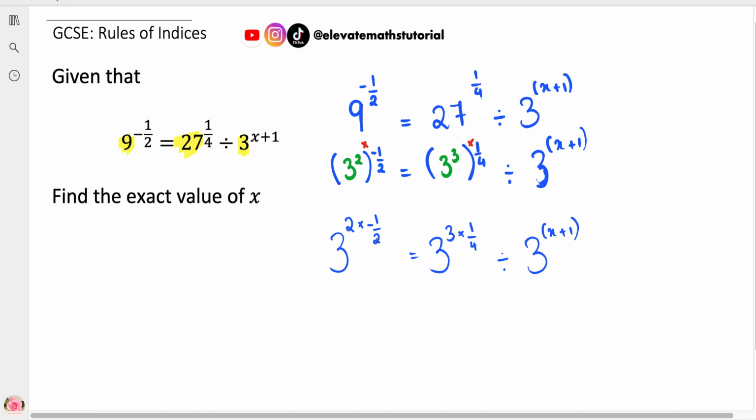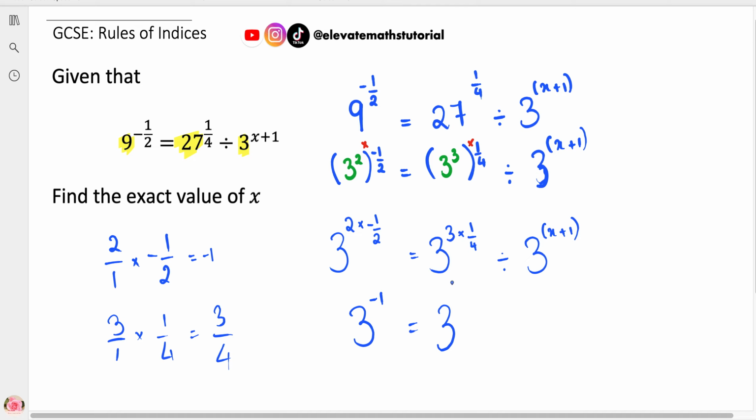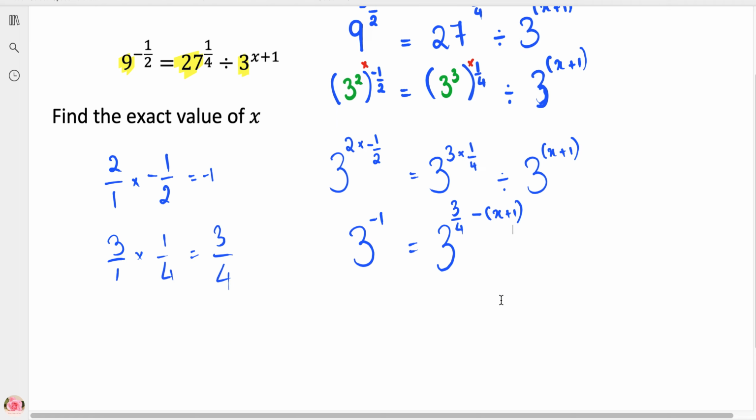Now 2 times minus a half, if you remember your fractions, is 2 over 1 times minus a half, which is minus 2 over 2, that's minus 1. So that's going to be 3 to the power of minus 1. And then this over here is 3 over 1 times a quarter, that's 3 over 4. So that's to the power of 3 quarters. Now division, when you have the same base, means the powers must be subtracted. That's why we kept it in brackets there, because it's a whole expression. It's always better to keep things in brackets when it's a full expression.